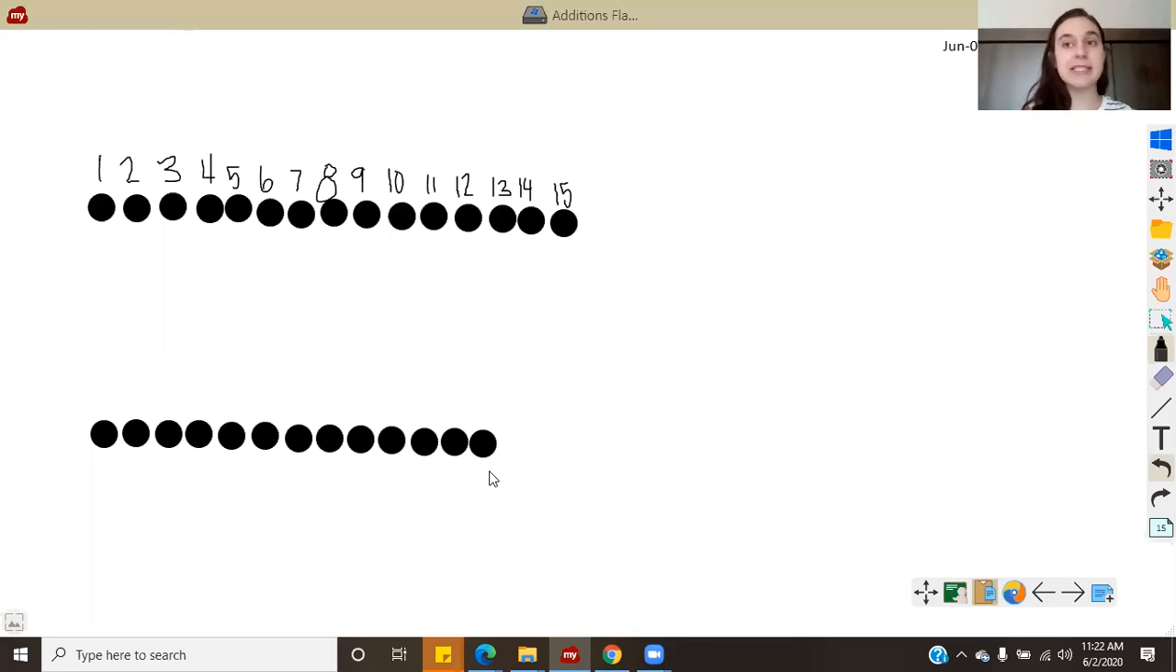Now let's go ahead and do the same and label how many we have in the second row. So go ahead and follow along and count as I label.